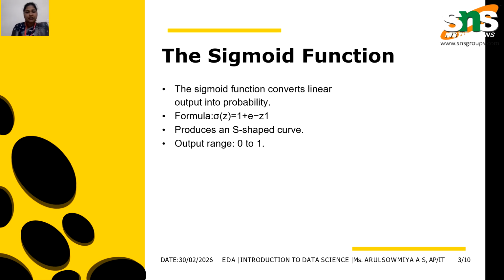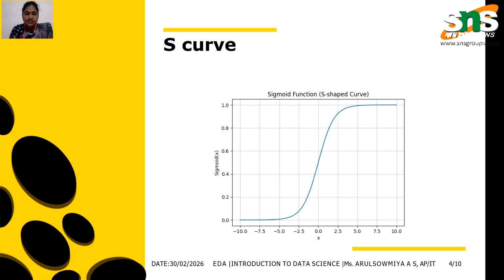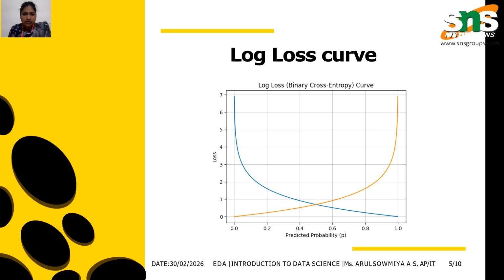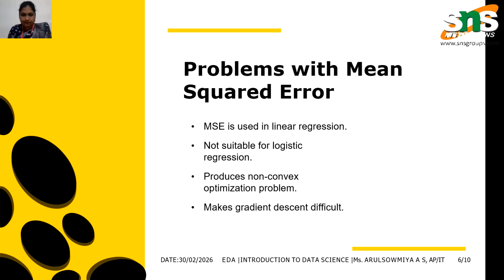The sigmoid function converts a linear output into a probability. It produces an S-shaped curve, with an output range between 0 and 1. So this is the S curve, and this is called the sigmoid function. Here this graph shows the S curve. So this is the log loss curve, that is, binary cross entropy. We can get the loss and predicted probability by using this graph.